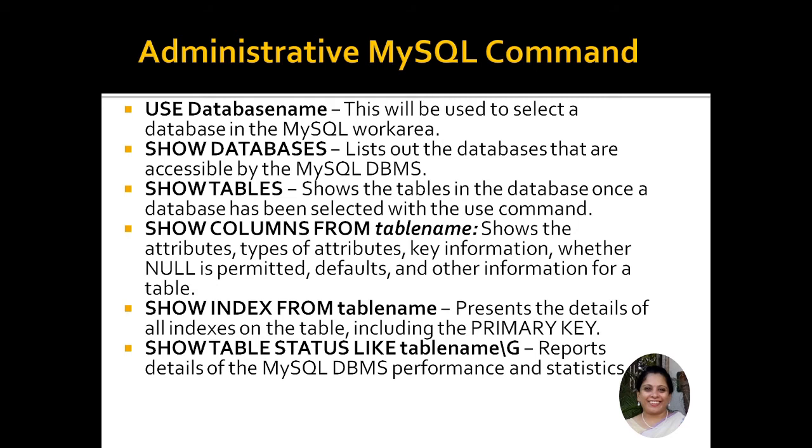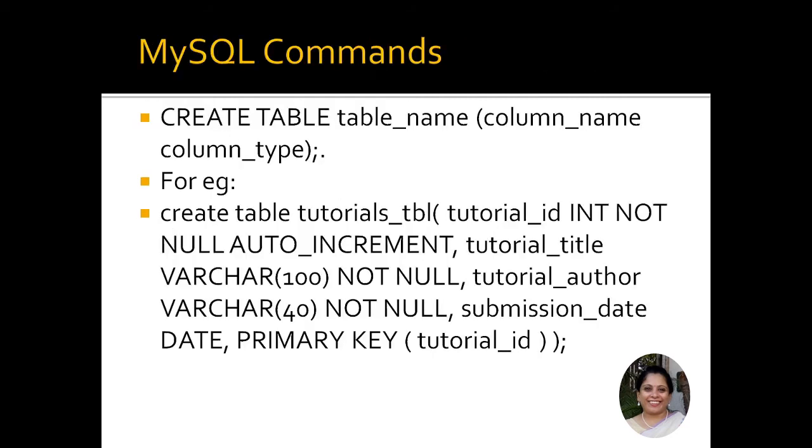Now other commands: if I want to create a table, I use create table, I need to specify the table name, then I need to specify the columns which I want in that table. So my syntax will be create table, table name and the column names along with their column types. For example, here I have created a table tutorials_tbl. So here I write create table tutorials_tbl and whatever columns I want to create. Tutorial ID will be of data type integer, not null. That means it is going to be a primary key and it is going to auto increment. So 1, 2 and so on.